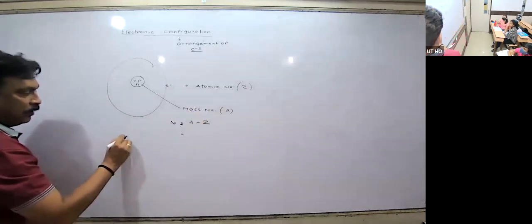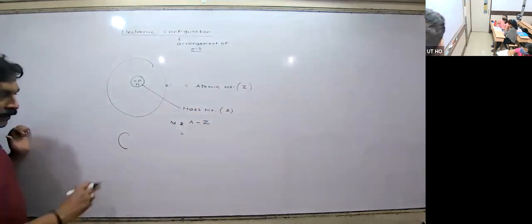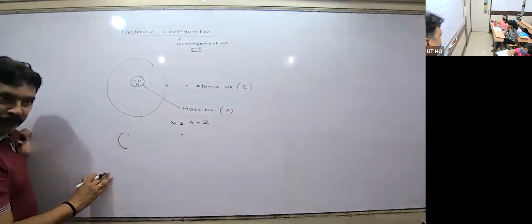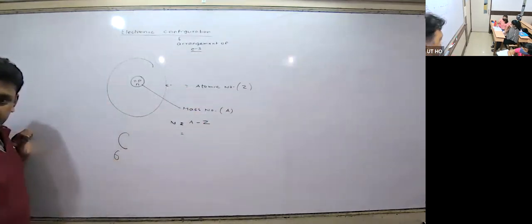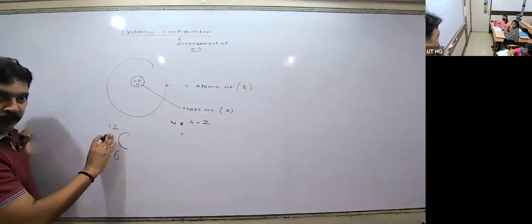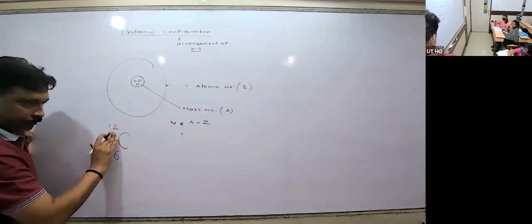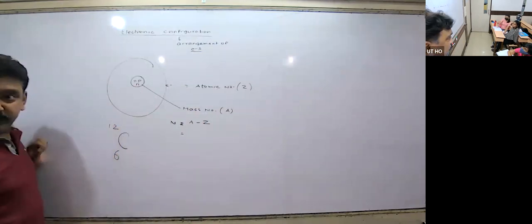Suppose, for example, how do we write the symbol with atomic number and mass number? Carbon is the symbol of an element. Okay? The atomic number is always written at the bottom, and the mass number is normally double the atomic number. Normally, for a smaller atom it will be double. Why? Because that many neutrons will be required to stabilize the nucleus of an atom.